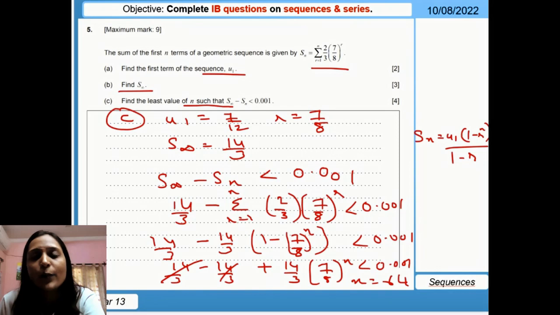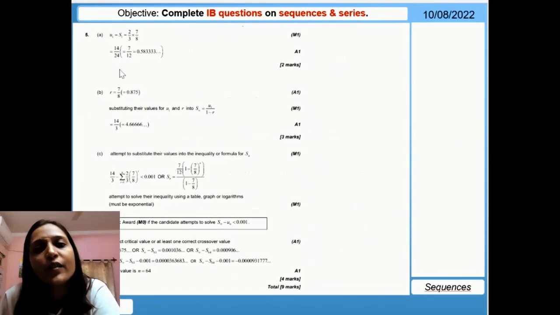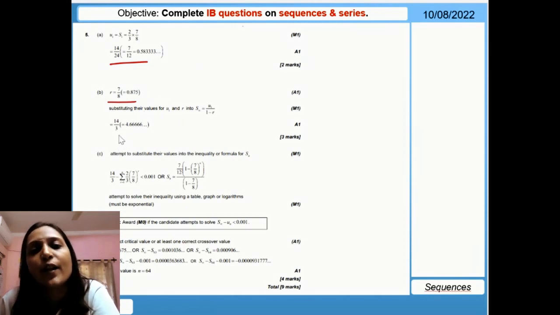Now let's take a quick look at the solution. So we did find the first term to be 7 by 12, the common ratio is 7 by 8, and then we found the sum of infinite terms is 14 by 3, and the least value of n is also 64.